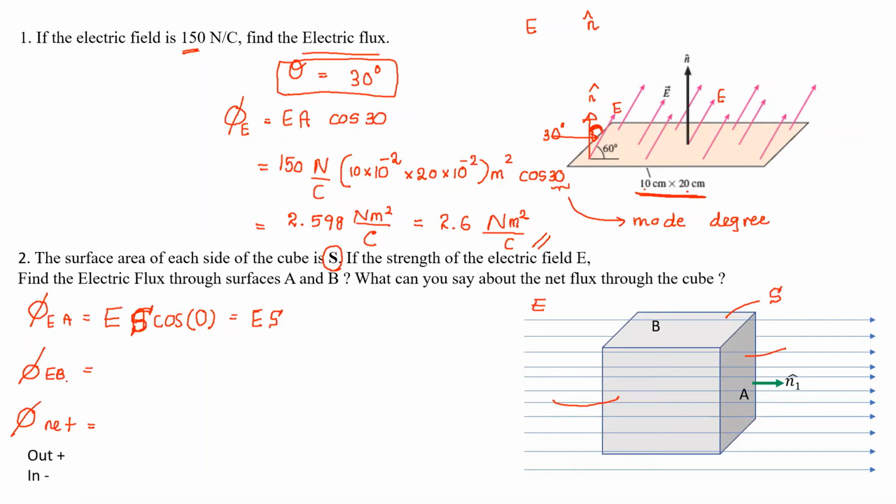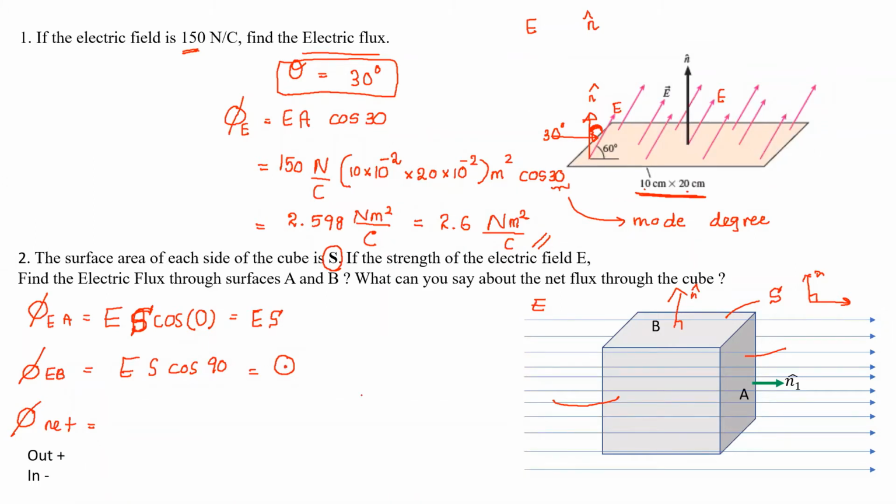The electric flux through B. No flux, right? Through B, this is your new n hat, and the angle is 90. The electric field is this way, n hat is this way, so the angle is 90. That means your total flux going through surface B is 0.